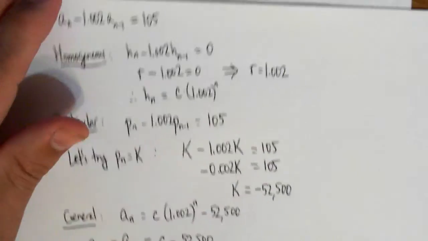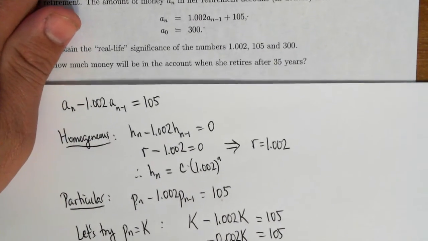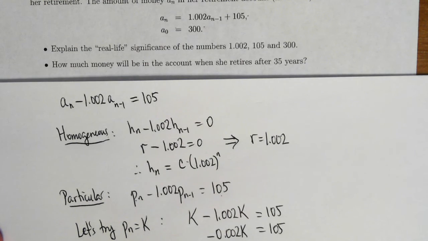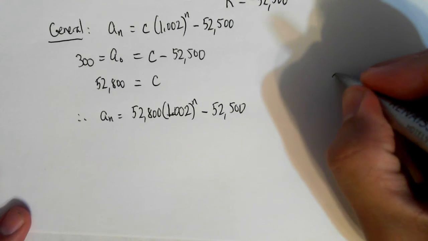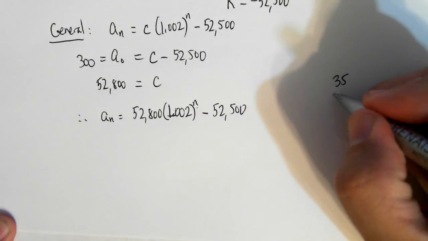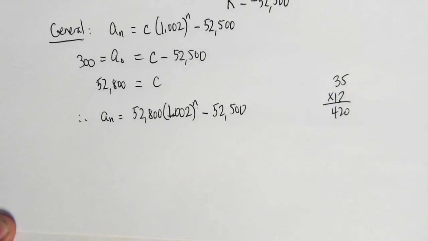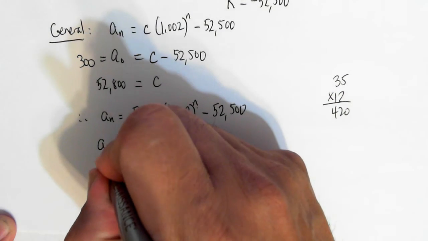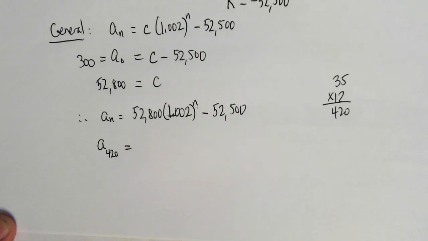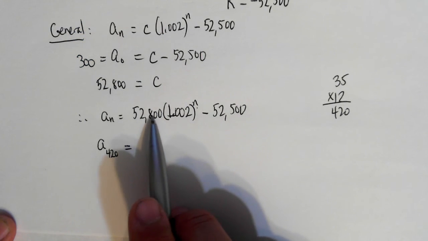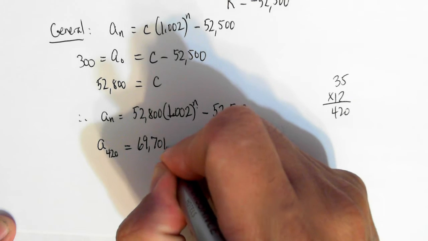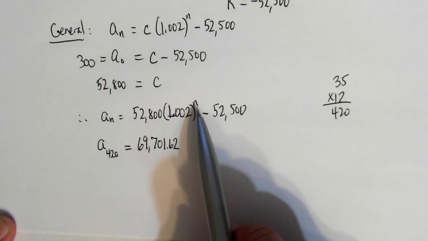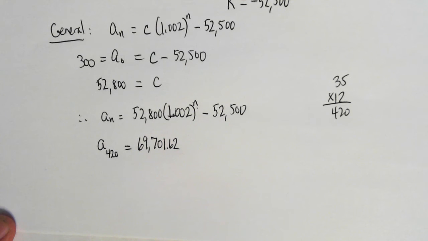All right, we're almost done. The question asked how much money will be in the account when she retires after 35 years. So to find the amount of money that she has after 35 years, we remember that n is measured in months, so 35 times 12 is 420. And so we figure out a sub 420, the 420th term of this sequence. So we plug in 420 and see what we get, and the answer is $69,701.62 by plugging in 420 for n. And so that's the amount of money that she has at retirement.